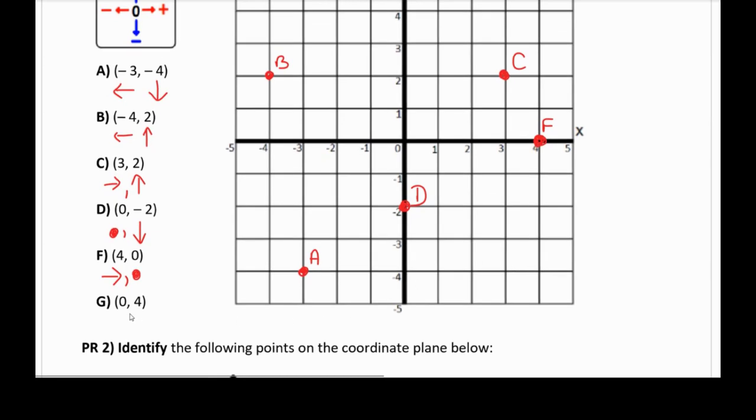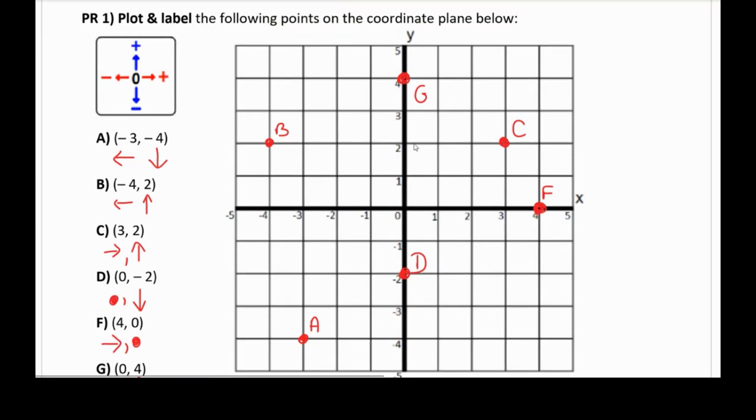Last point is 0, 4. So 0, 4 means you stay there. And the second number is positive 4, so you're going to go up 4. Don't go to the right nor left. Just stay there and go 1, 2, 3, 4. And once you made that point, let's label letter G. So there we have all the points for this practice problem.